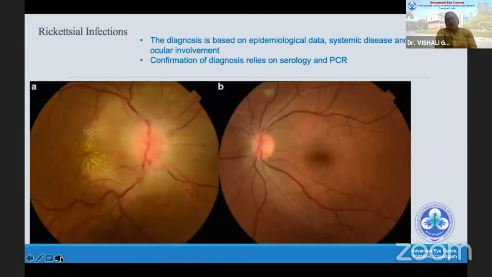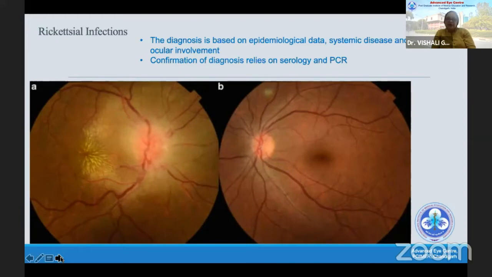Finally, rickettsia, which is again a zoonotic disease, not that we see it in day-to-day practice, but if you happen to have a patient who has been to area where these kind of infections are prevalent, and since these days, well, at least pre-COVID days, the traveling is so rampant, so you've got to keep these in mind.